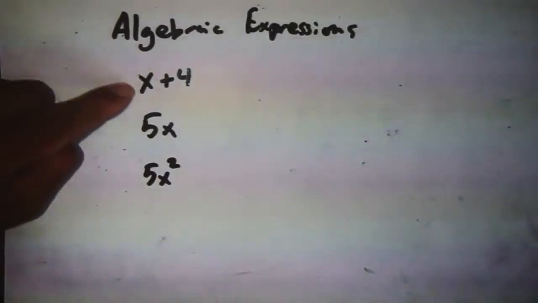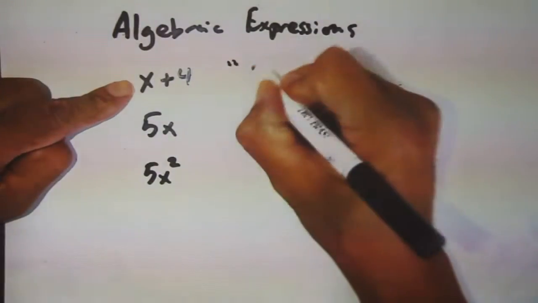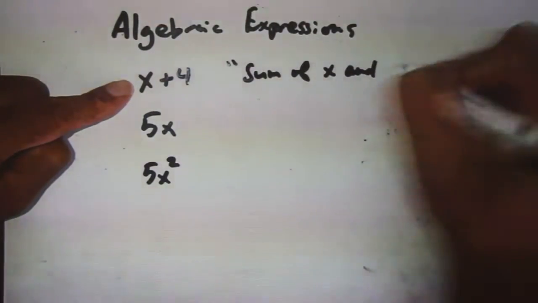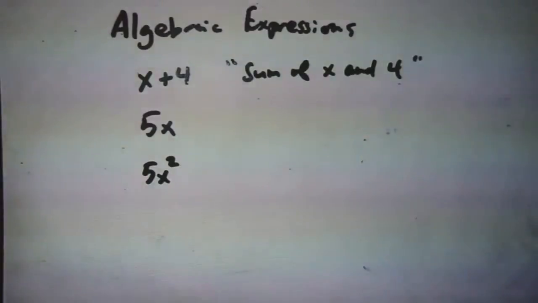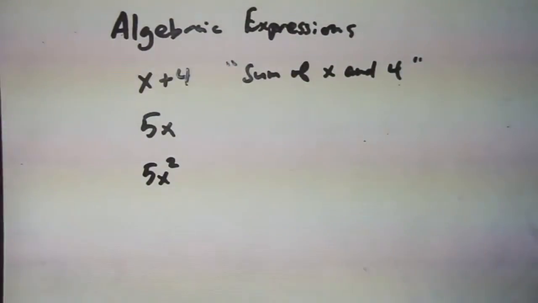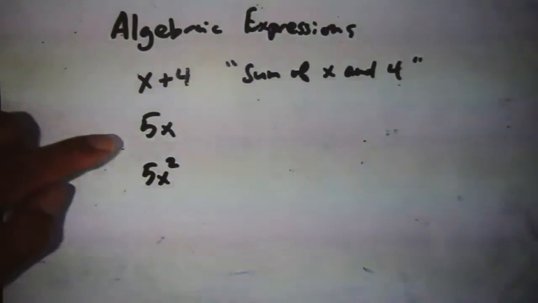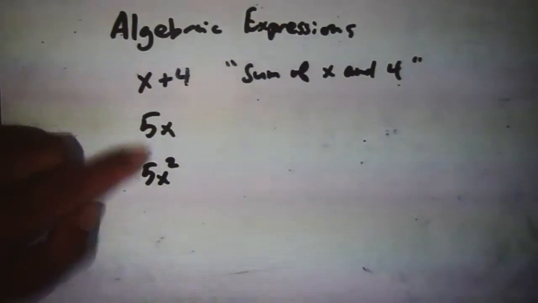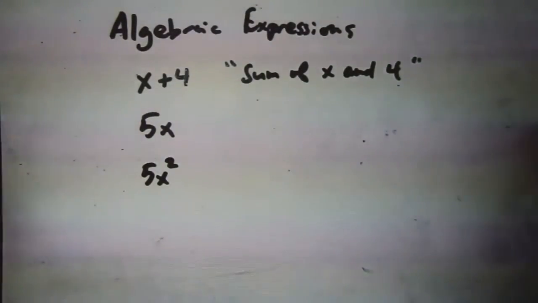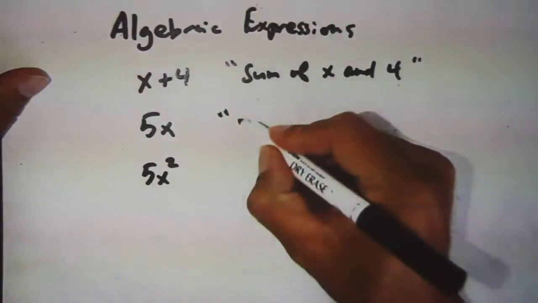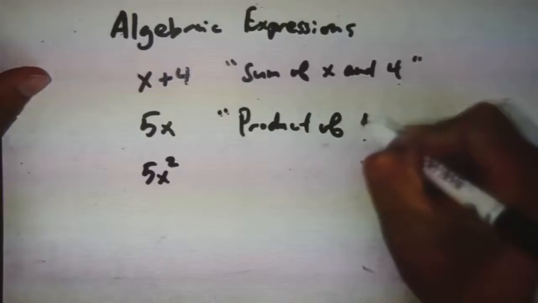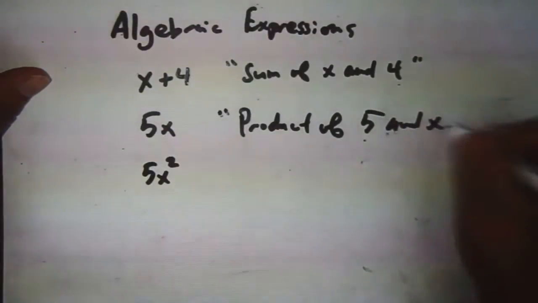In terms of how we read this, it is the sum of x and 4, if you were to say that in the written language or in English. This one here, 5x, notice there's no operation between the 5 and the x. We would say that this is to be multiplication. The way we describe multiplication is the product. So this is the product of 5 and x.